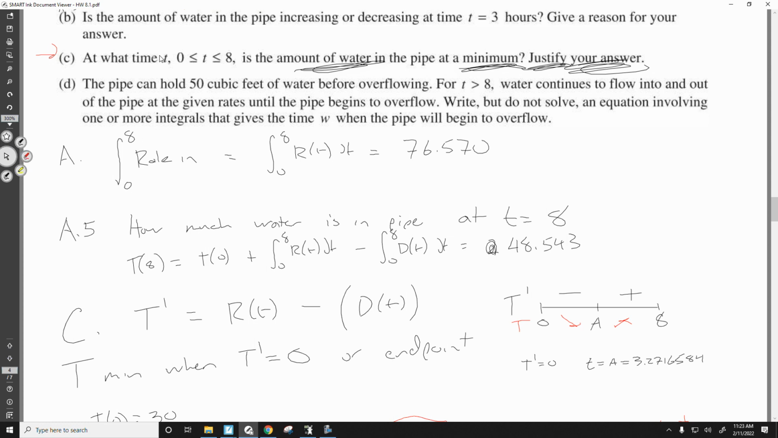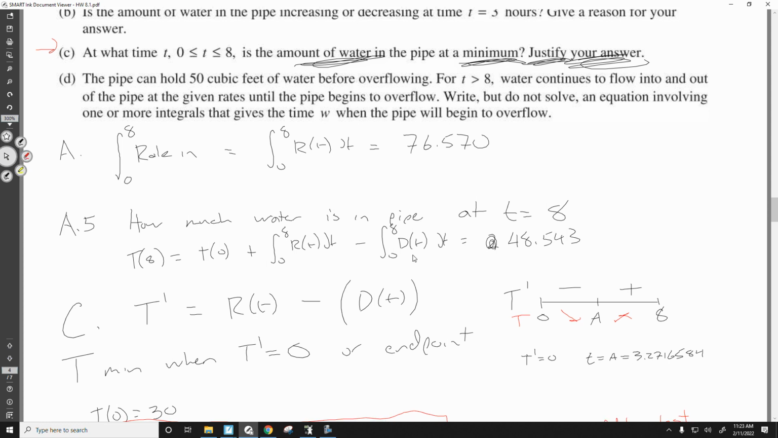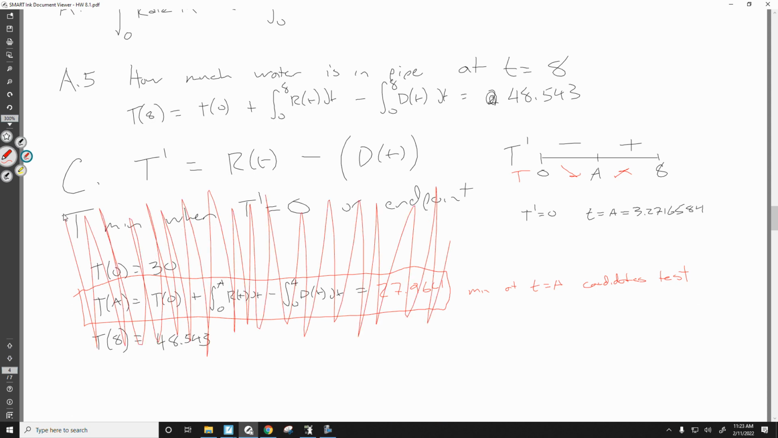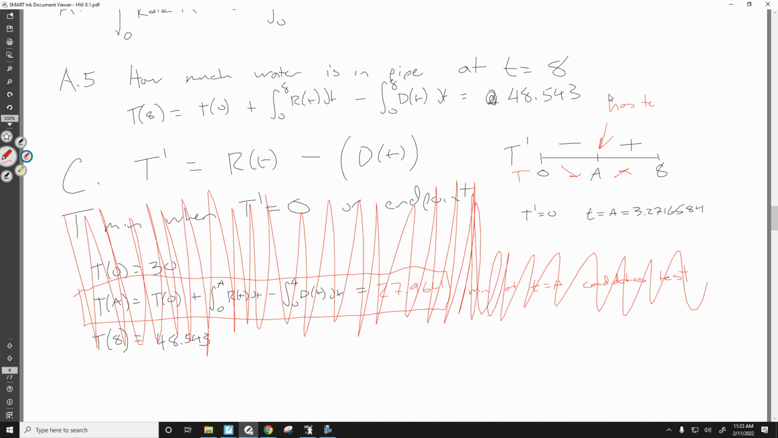Okay? Because I'm just asked for a time, I don't need this. Why? Because it has to be A. This has to be the min, because T is going down and up. It can't be an endpoint. Endpoints can't be candidates. But, Mr. Master, you told me that we can't use this.